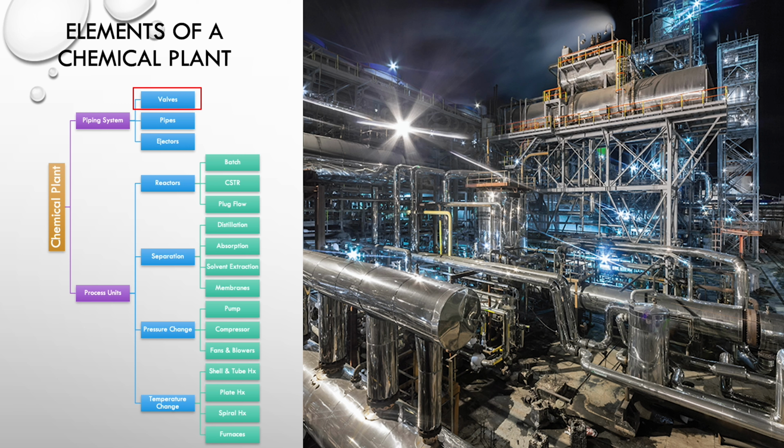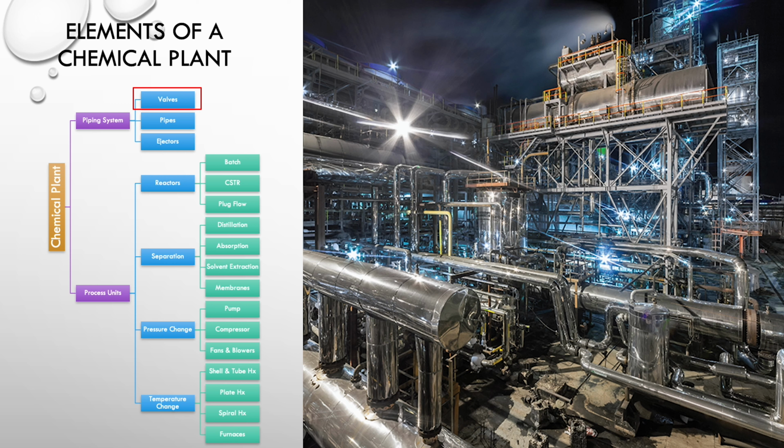Those can be split into two main categories. There are the standalone process units, and there is the piping system. The piping system consists of valves, pipes, fittings, steam ejectors, and even subcategories of valves, which we're going to be talking about later in this episode, which is the pressure relief valve.